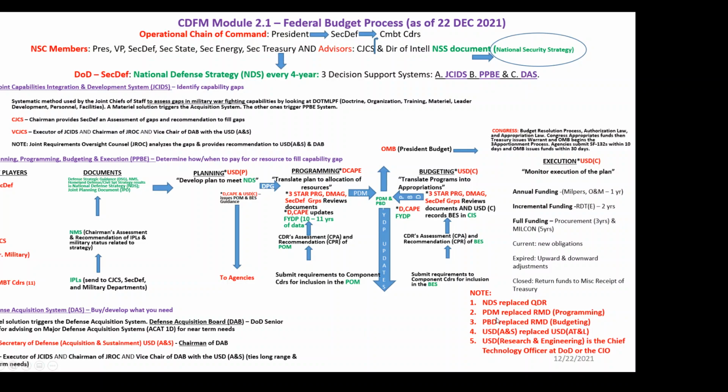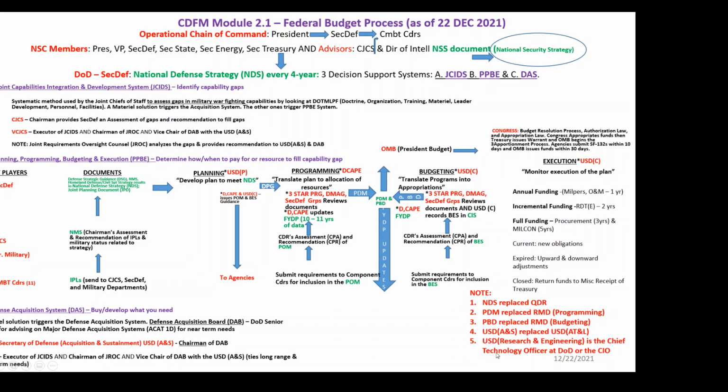PDM replaced Resource Management Decision. So the older study guide says the final document in programming and the final document in budgeting was RMD. Now you have Program Decision Memorandum for programming and Program Budget Decision for budgeting. This is what I just stated. USD A&S replaced USD AT&L.